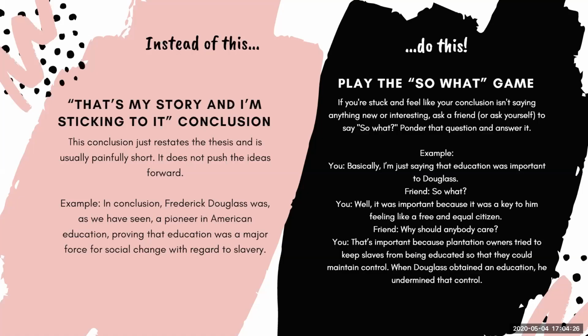So an example of this sort of "that's my story and I'm sticking to it" conclusion is: in conclusion, Frederick Douglass was, as we have seen, a pioneer in American education, proving that education was a major force for social change with regard to slavery. So this isn't necessarily a bad conclusion. It just doesn't give us much depth. And I would imagine this is probably very similar to their introduction. It's probably also shorter than their introduction because the writer probably didn't want to repeat themselves so much.